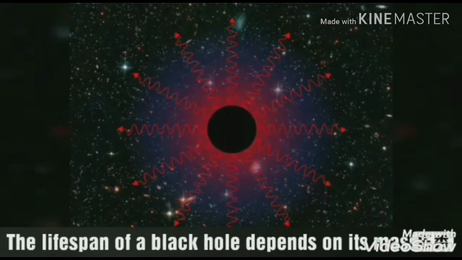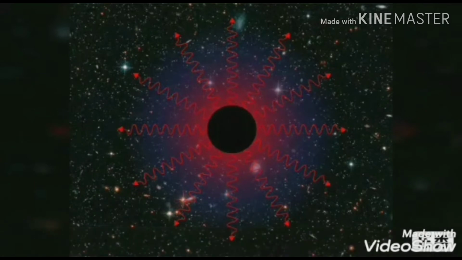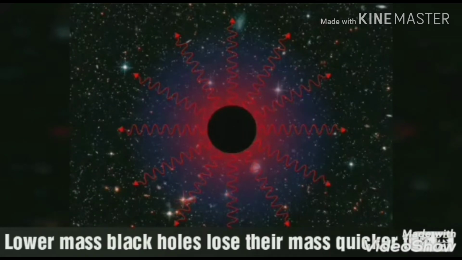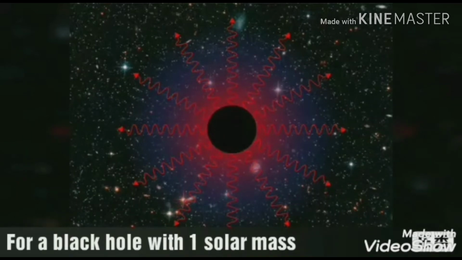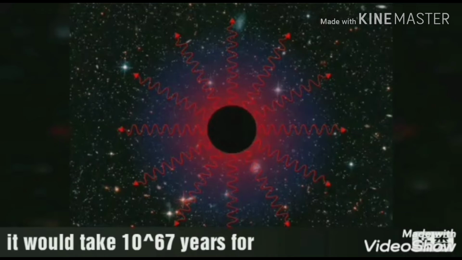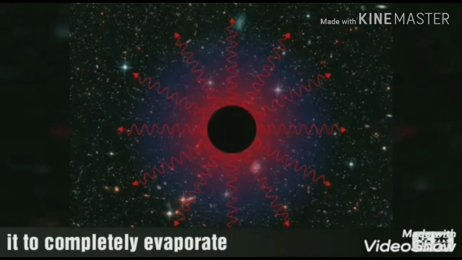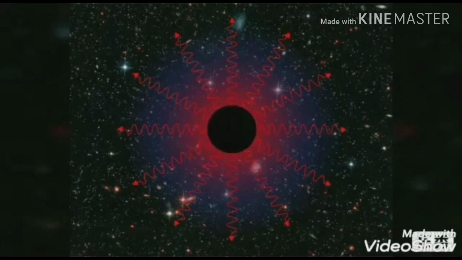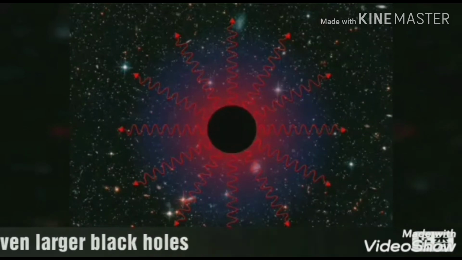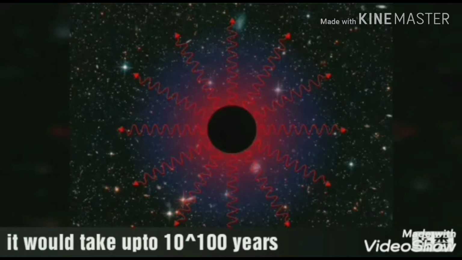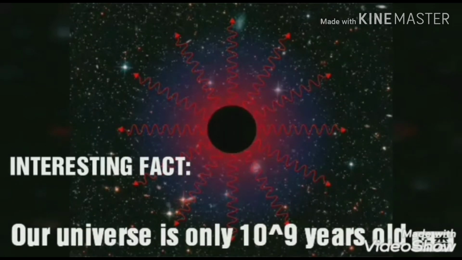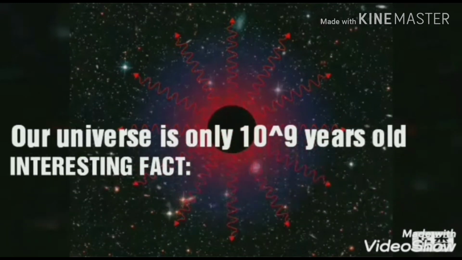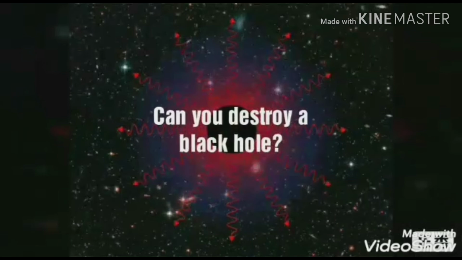How long does it take for a black hole to die? The lifespan of a black hole depends on its mass. Lower mass black holes lose their mass quicker than larger ones. For a black hole with one solar mass, it would take 10 to the power of 67 years for it to completely evaporate. And for even larger black holes, it would take an impossible 10 to the power of 100 years. Interesting fact, our universe is only about 10 to the power of 9 years old. So you can imagine how much time it would take for black holes to die.